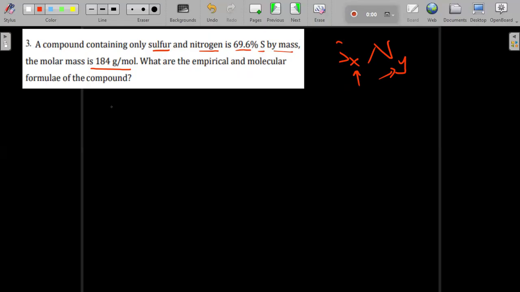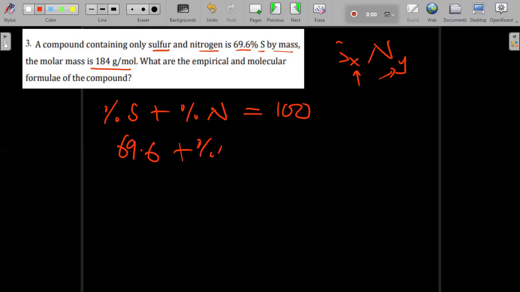So percent for sulfur plus percent for nitrogen should give us 100%, since this compound contains only those two. For the sulfur, we have 69.6, and then plus the percent of the nitrogen, which we do not have, equals 100.